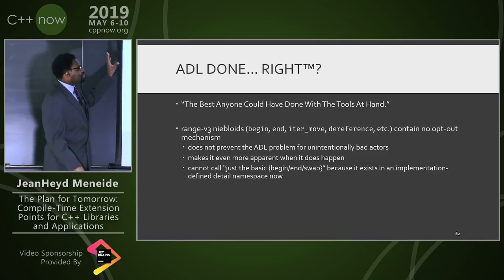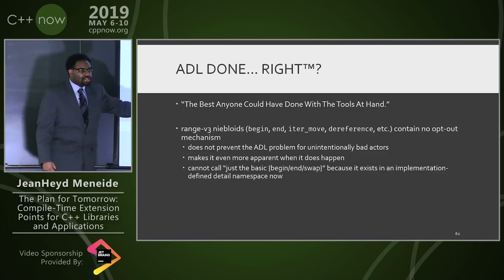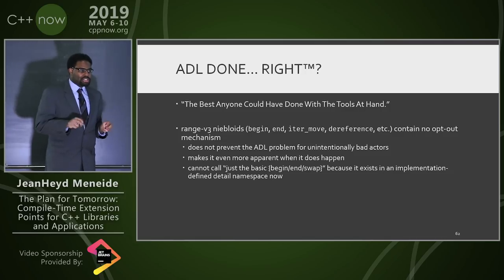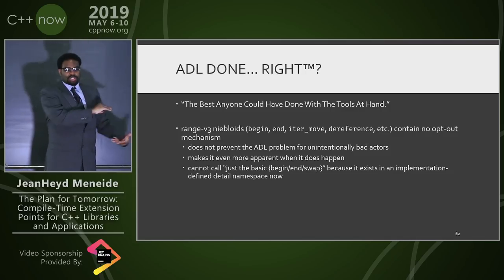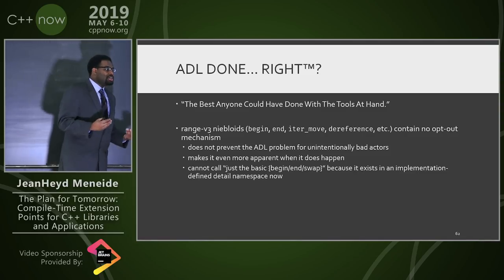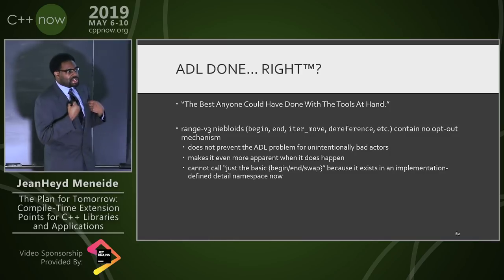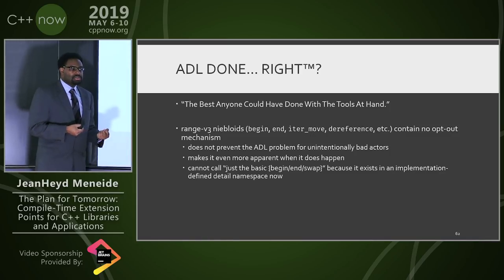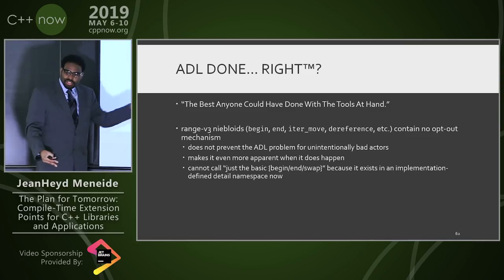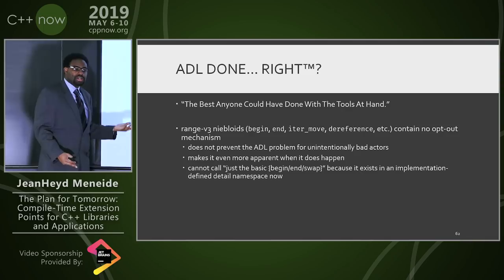So for example, the way Niebloids, or Eric Niebler's extensions, are defined is that there's no way to call the base implementation. The base implementation exists in some detail namespace that you're not supposed to touch. And if this were to ship with the standard library, it'd be a different detail namespace everywhere, and you couldn't access it. So if the base implementation has some functionality that you wanted, well, that's just too bad. The only way you can call this is std begin, std end, std swap, whatever, and you can never touch the default base implementation in the Niebloid world.